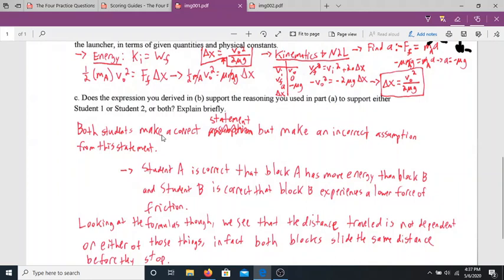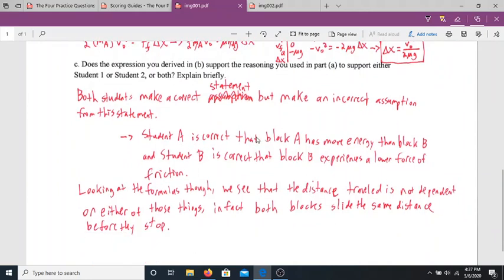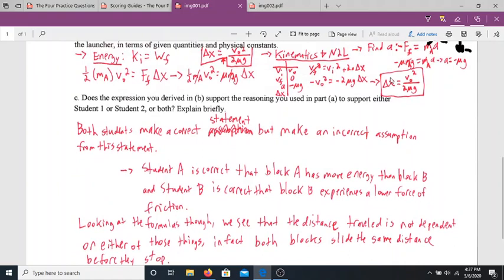What's going to happen is that for student A, how I phrased it is I basically first acknowledge what they were saying, what part they said that was correct. So I said student A is correct that block A will have more energy or momentum. And student B is correct that block B experiences a lower force of friction. But looking at the actual formula that we calculated for how far something will slide, it actually does not depend at all on the mass of the block.